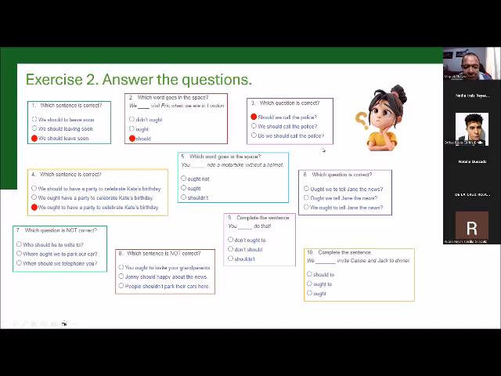Who can help us with number 5? Please, Alondra. Which word goes in the space? You shouldn't ride a motorbike without a helmet. Yes, you're right. Yes, shouldn't. You shouldn't ride. Okay, thank you. You were right. Thank you. Number 6, please.